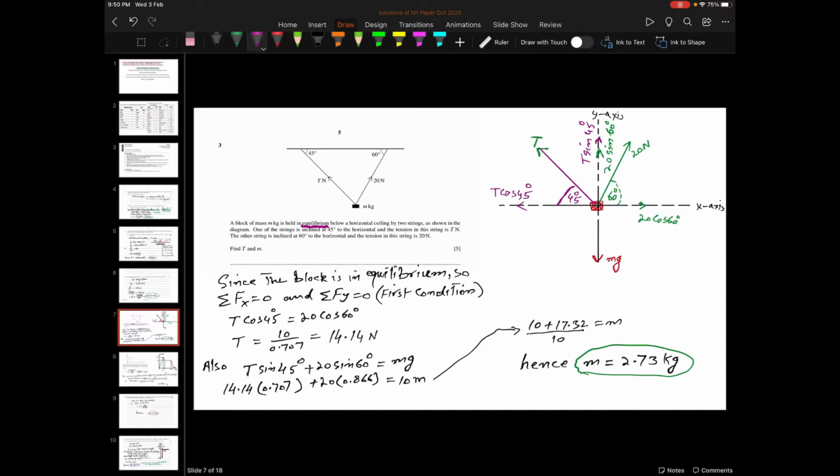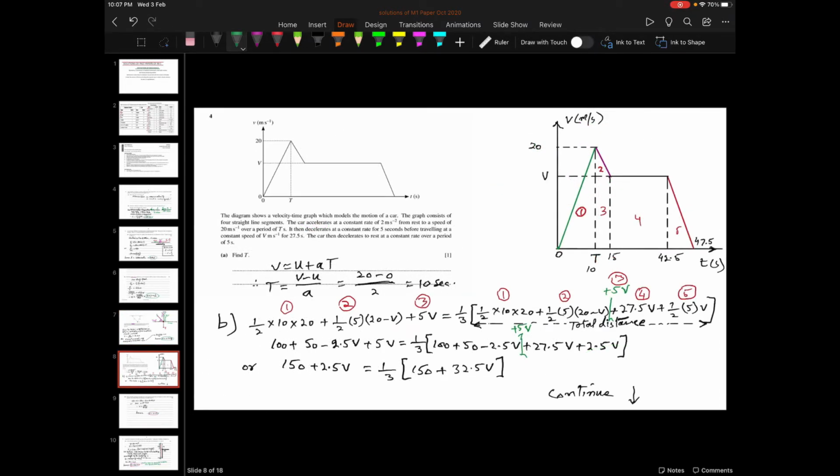Hence we have 10 plus 17.32 divided by 10, which is equal to the mass of the block. Hence the mass of the block is 2.73 kilogram. Here the forces T and 20 Newton are acting neither along the x-axis nor along the y-axis. So we have to resolve these forces into their rectangular components, which are shown in the diagram.